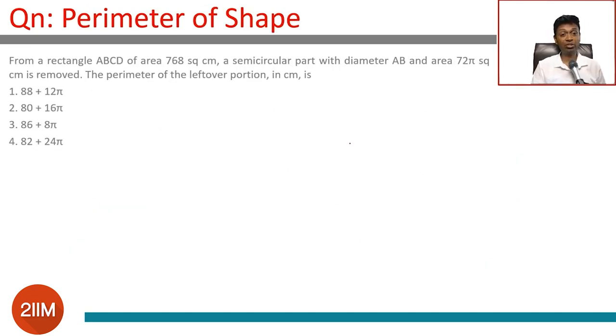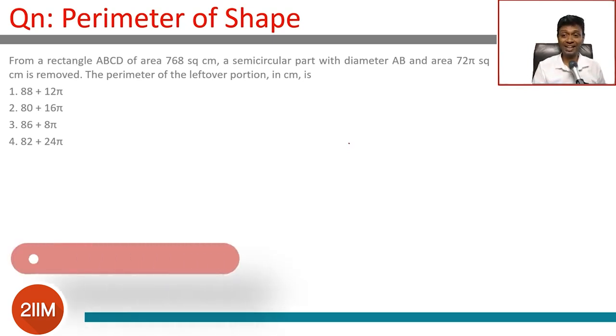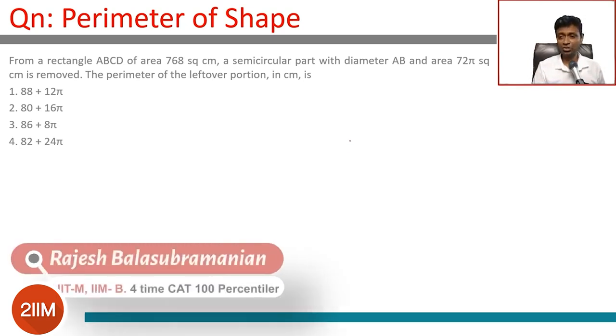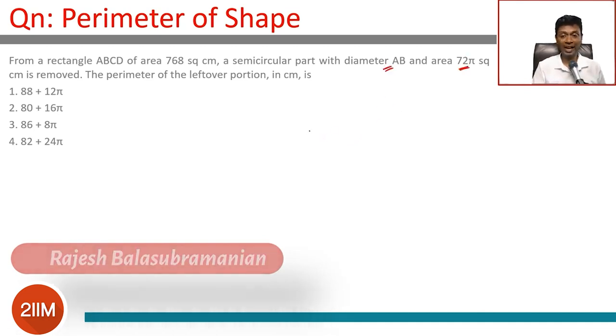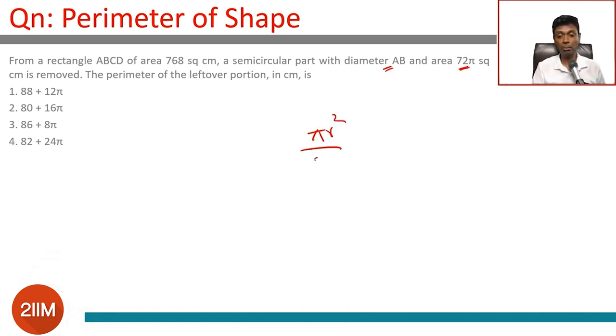From a rectangle ABCD of 768 square centimeters, a semicircular part with diameter AB and area 72 pi square centimeters is removed. Diameter AB, area is 72 pi. Area is pi r square by 2, that is 72 pi.